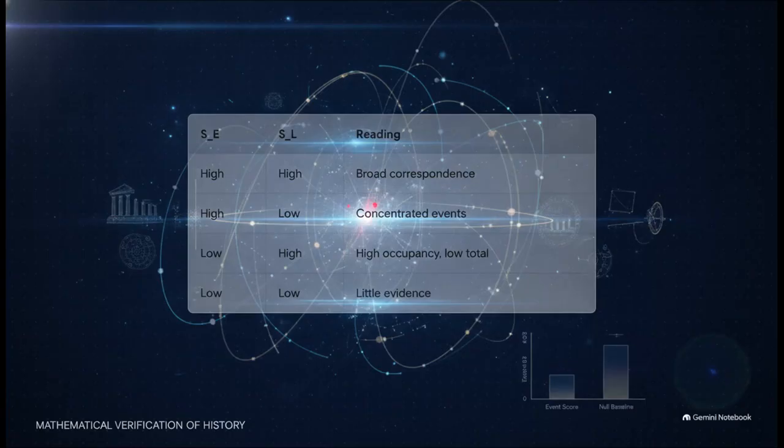We use a specific matrix to measure whether historical events occupy our calculated coordinates more frequently than sheer random chance. You calculate two scores: the event score, which is what fraction of historical events land on your coordinates, and the lattice score, which is what fraction of your coordinates actually have an event on them. You need a high result to even suggest a broad correspondence. But even that isn't enough on its own.